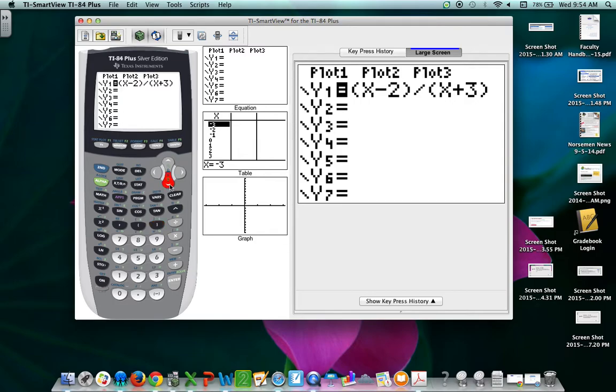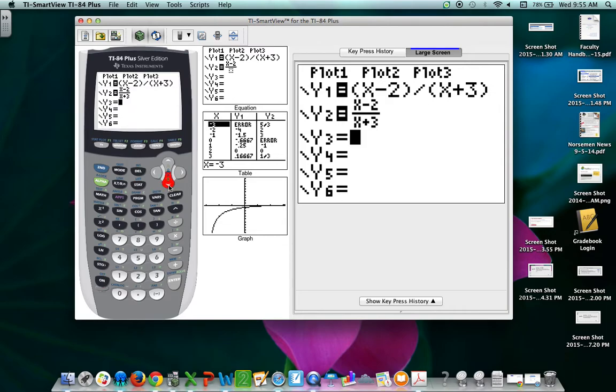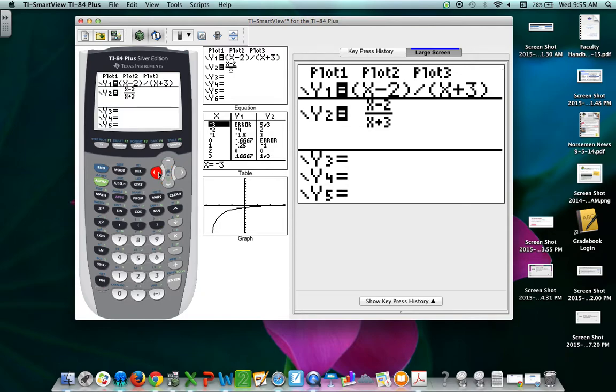Or if you want to avoid having to use the parentheses, you can do alpha y equals, if you have that option, and then put in x minus 2 over x plus 3, and you don't need parentheses for this. So either of those options are good. Don't put both in, pick which one you're going to use. I'm actually going to unselect one of these so that only one shows up in the table.